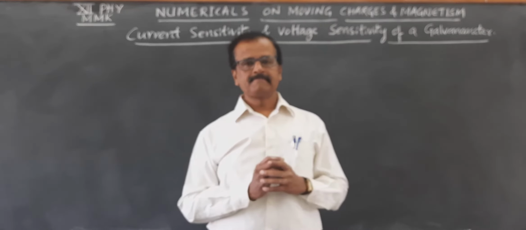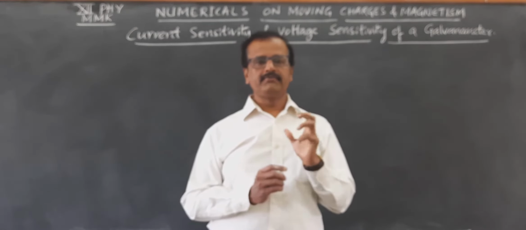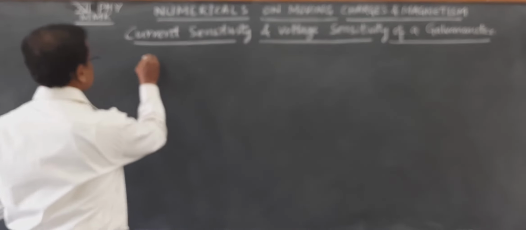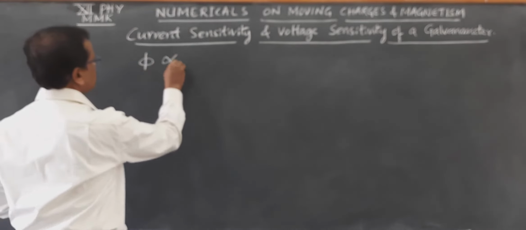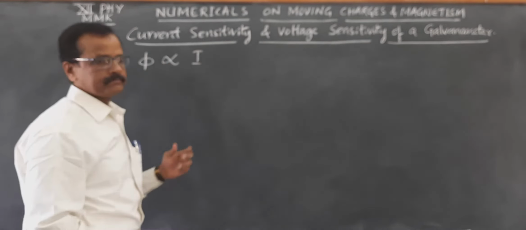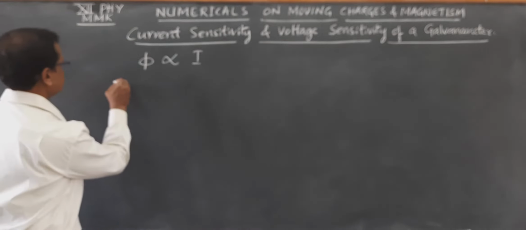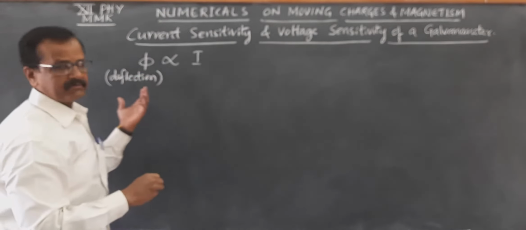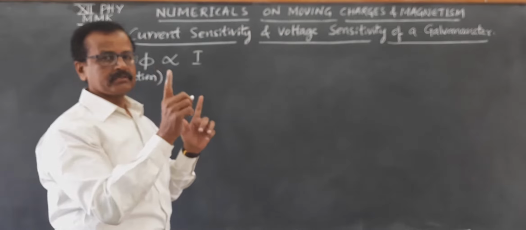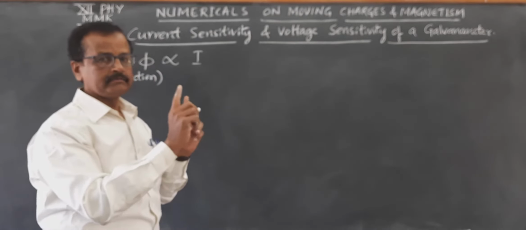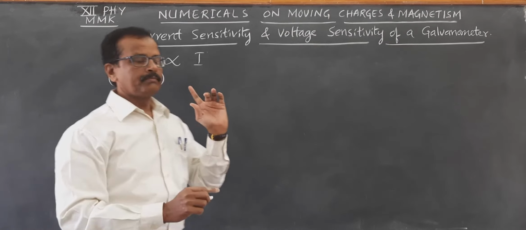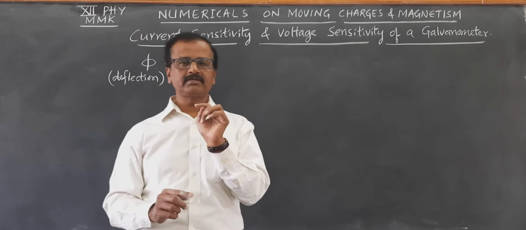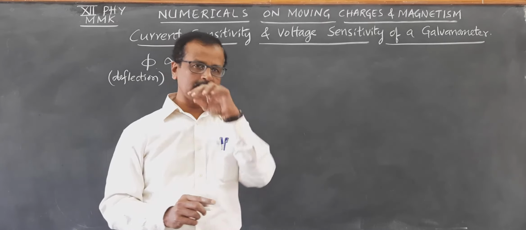First of all, let us write the equation for deflection produced in the galvanometer. We know that the deflection produced in the galvanometer is directly proportional to the strength of the current, where phi is the angle of deflection. It is actually the pointer deflection, measured in terms of angle. The pointer gets deflected more if the strength of the current is more, and the deflection will be less if the strength of the current is less.